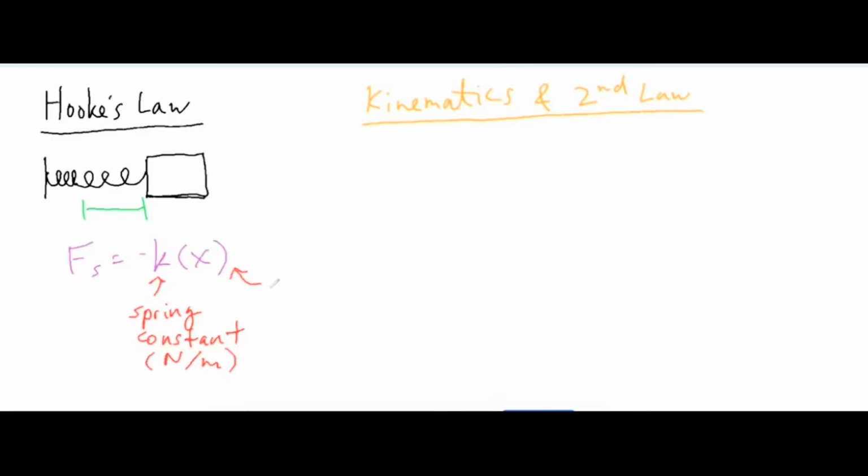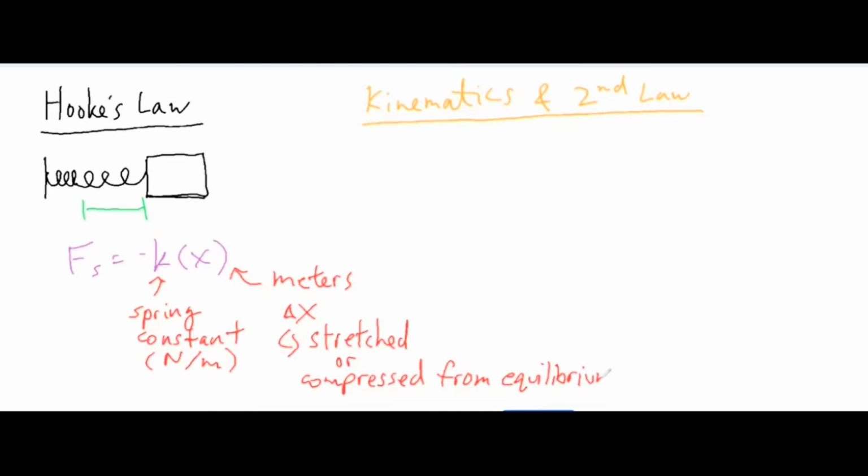Now for the second one, our x is basically a displacement in meters. Okay, but it's the displacement of how much it is stretched or compressed. And we'll say from equilibrium. And by from equilibrium, basically what I mean is what is the length of the spring when it's not being affected by any outside forces.